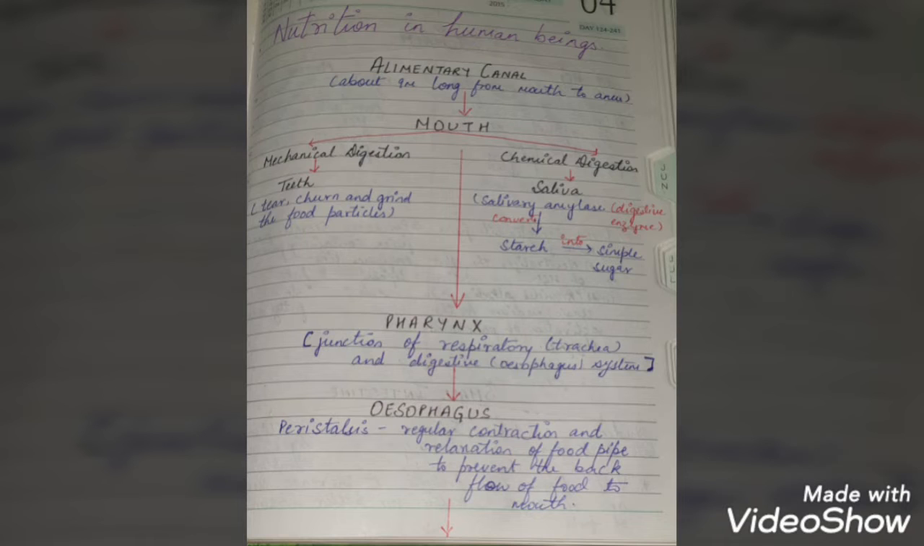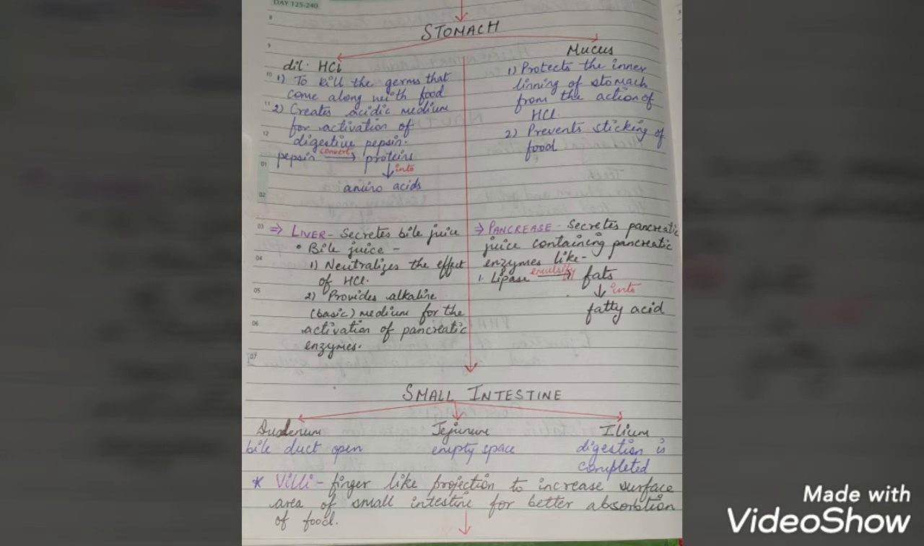It will convert starch into simple sugar. Then this food is passed on to the pharynx. Now what is pharynx? It is the junction of respiratory, which is the trachea, or you can say windpipe, and the digestive, which is the food pipe or esophagus systems. Now the esophagus, what is the importance of esophagus? In esophagus there is a series of regular contractions and relaxations of food pipe to prevent the backflow of food to the mouth. This series is known as peristalsis. So peristalsis is basically a process which will prevent the vomiting.